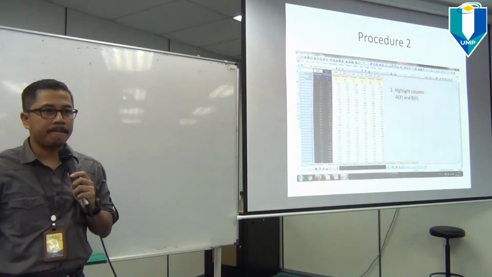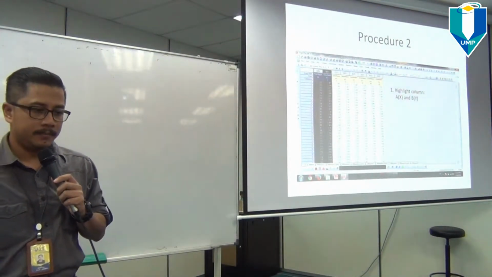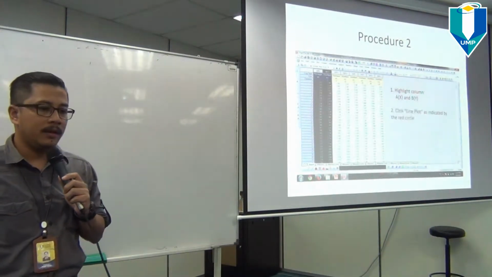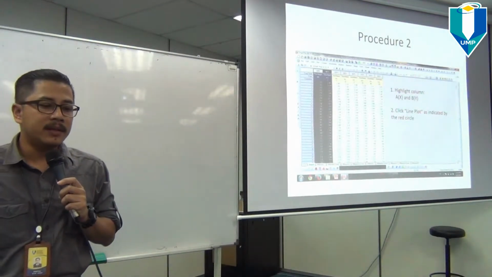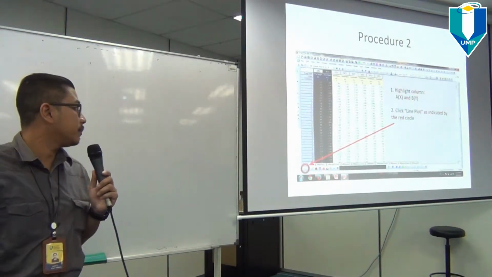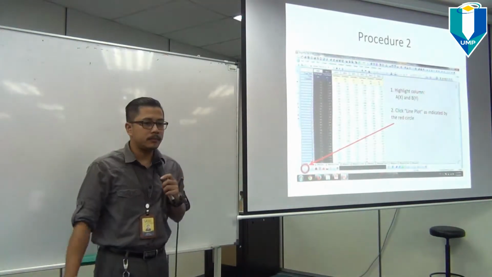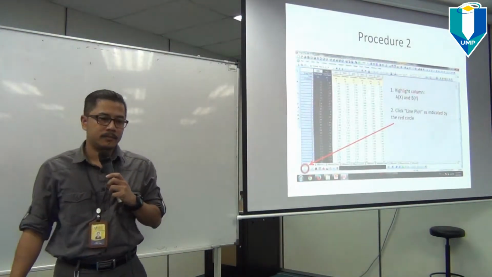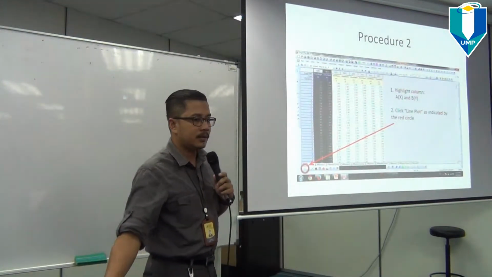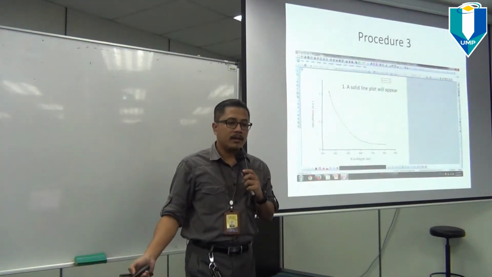Done? Okay. And click the line plot as indicated by the red circle over here. Click this button, the line plot. Got that? Done? So you will get this kind of graph, right?